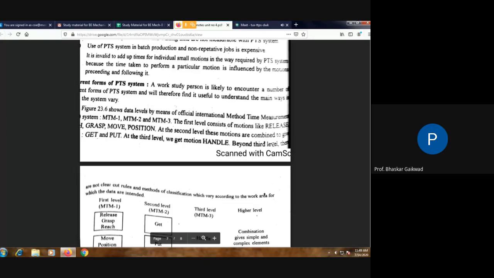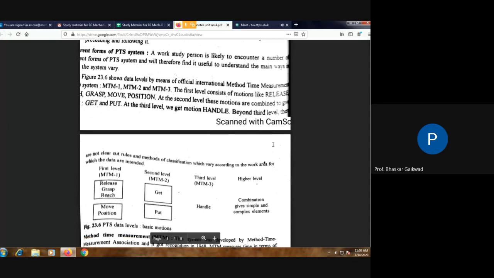Here, below, this figure is given, that is Figure 23.6. This figure shows the data levels of the officially international Methods Time Measurement. So this is the first method, Methods Time Measurement, this is one method. And under this are Methods Time Measurement number one, number two, and number three.